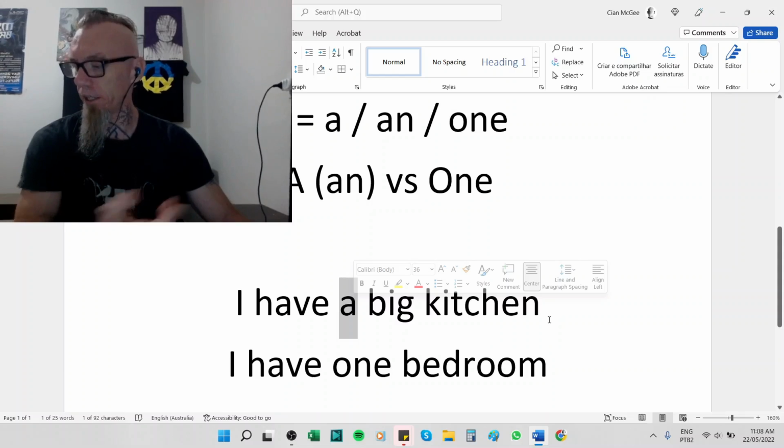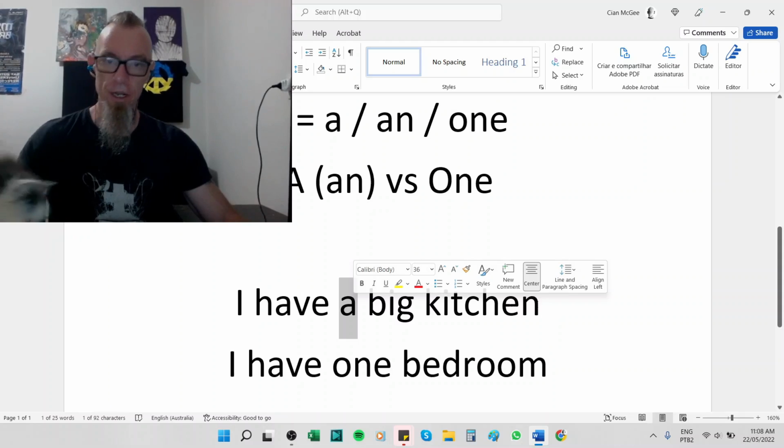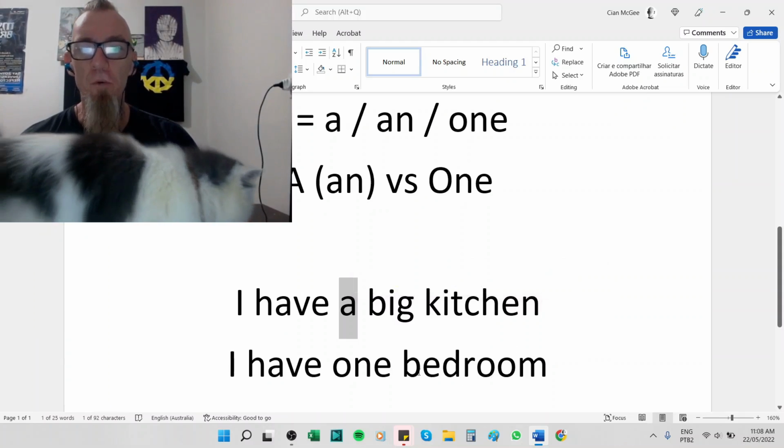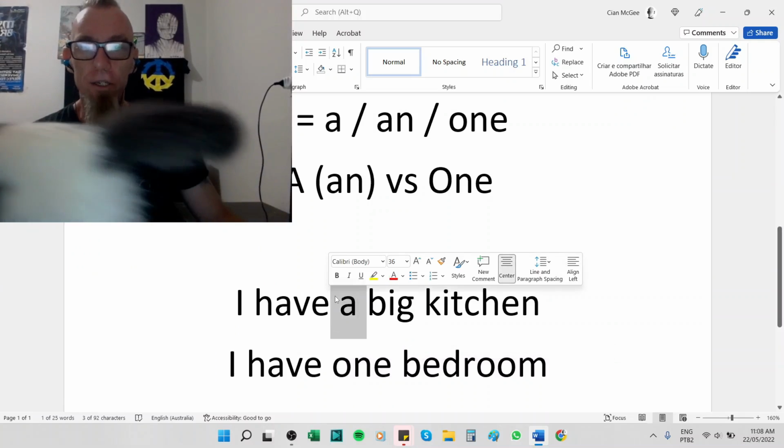Hey, what are you doing, buddy? You gonna come in here? No? Come on, come sit here. When we use 1, so where was I? Sorry, my cat is just disturbing me.